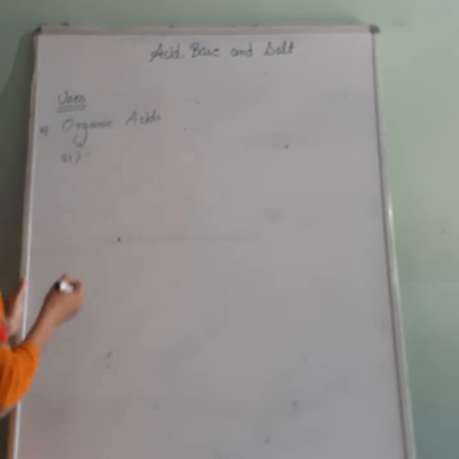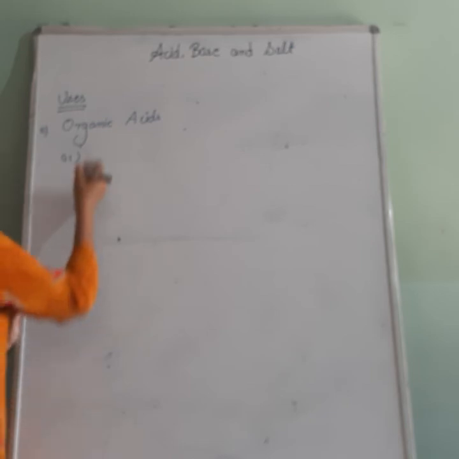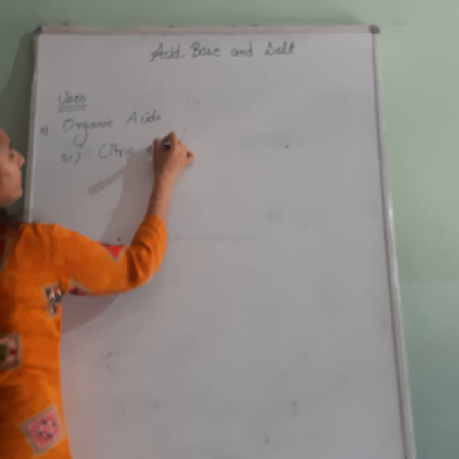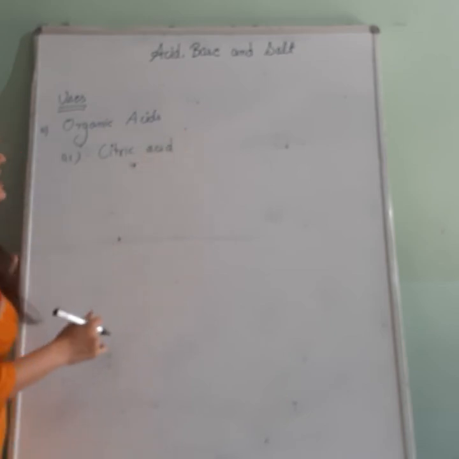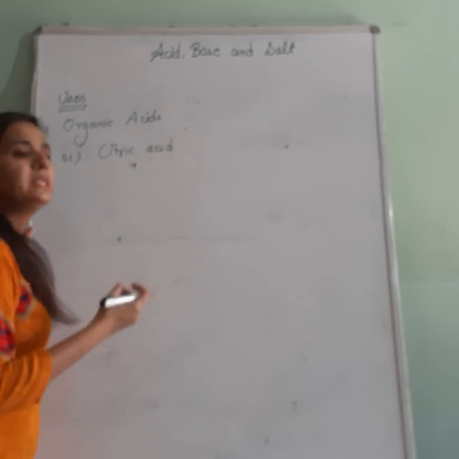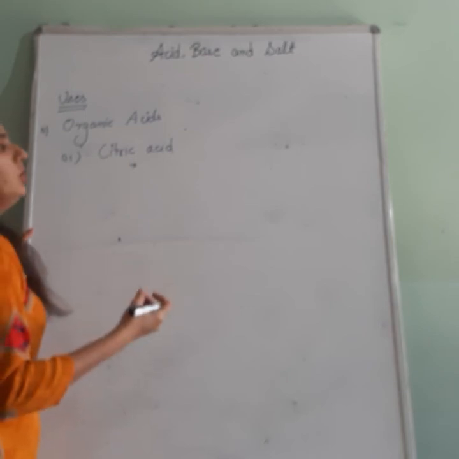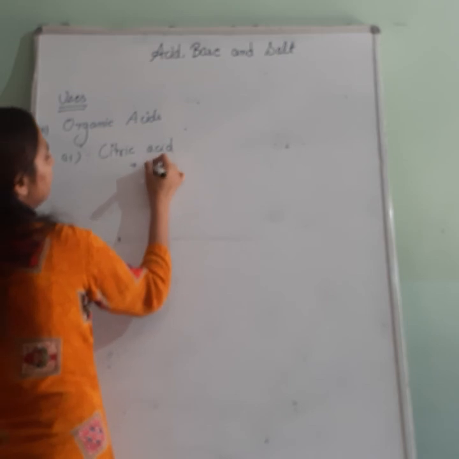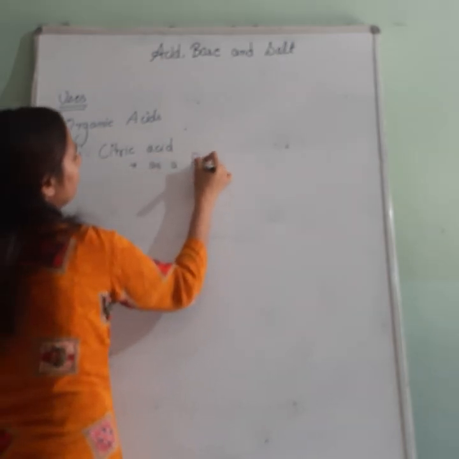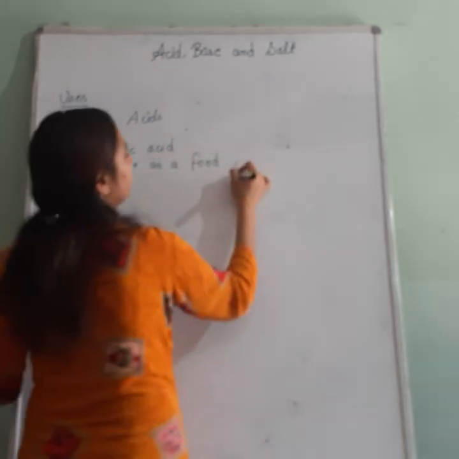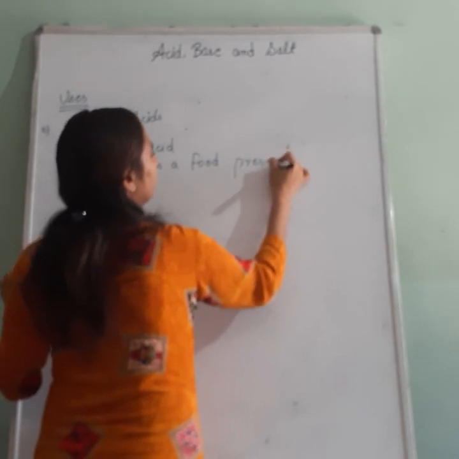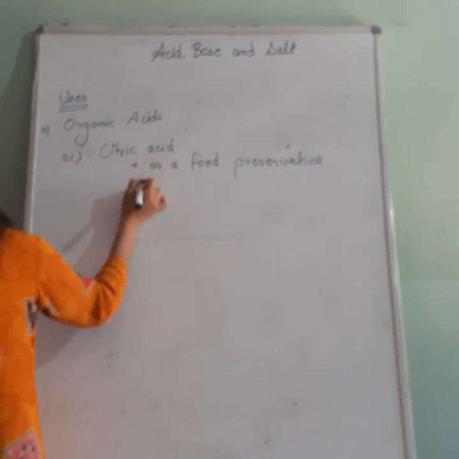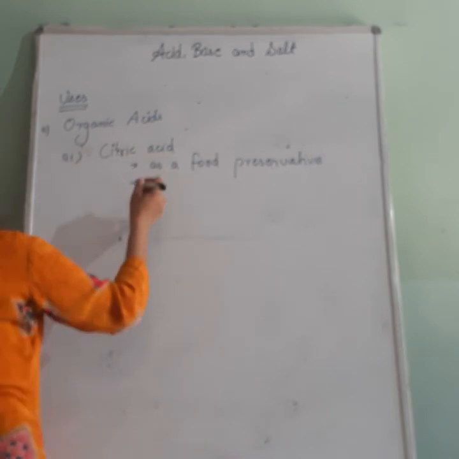The first organic acid is citric acid. Citric acid is used as food preservative. खाना खराब ना हो इसलिए हम उसमें citric acid का यूज करते हैं. Citric acid is used as a food preservative. Second one, citric acid is used as flavoring agent.